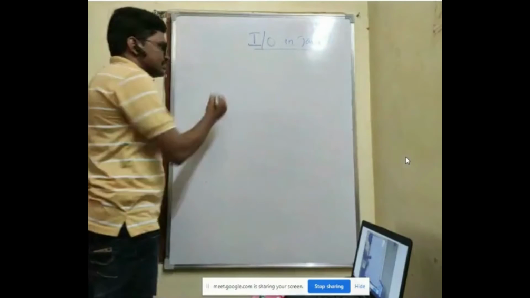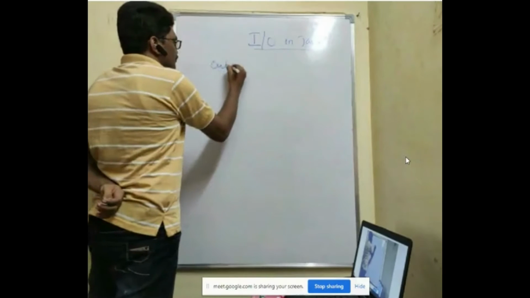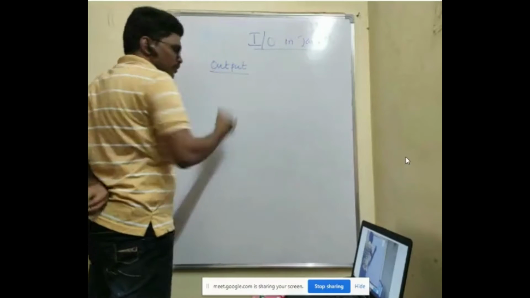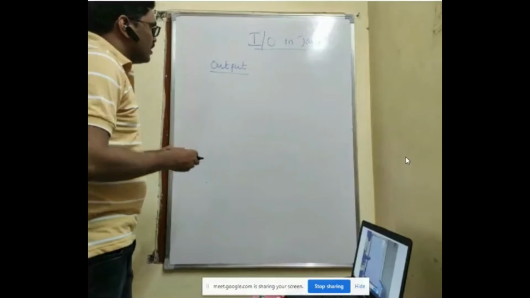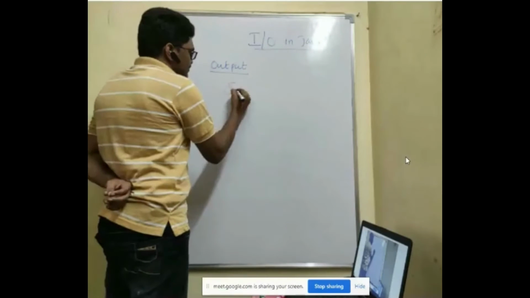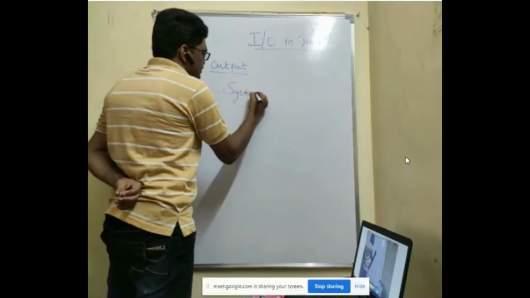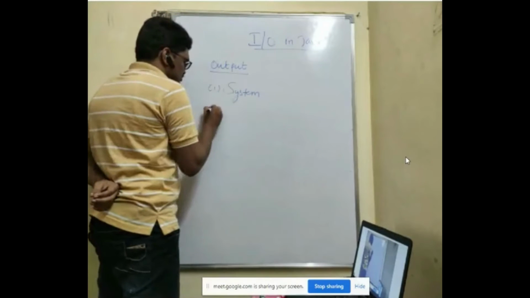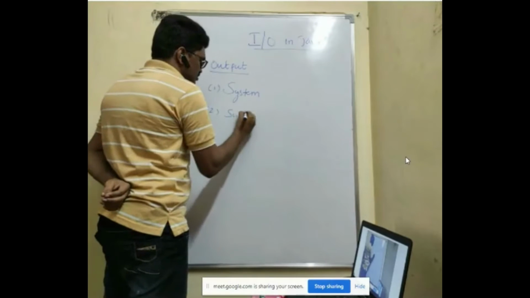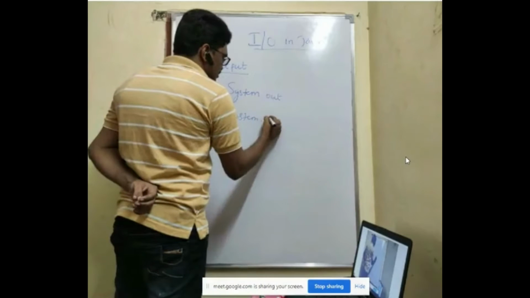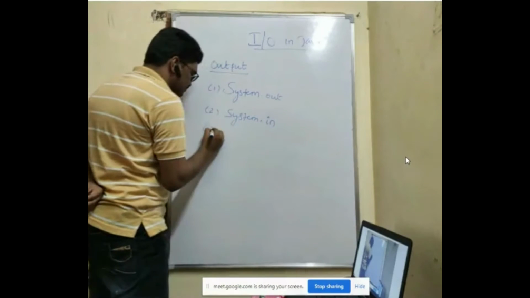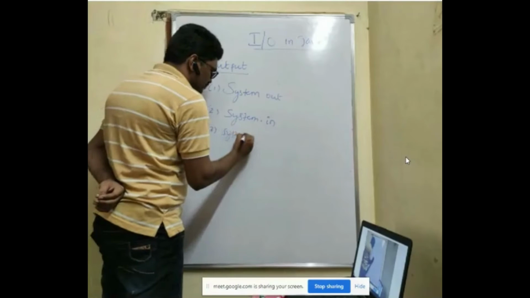You are going to accept input and output. First we'll see output. You have a class called System. There are three things: System.out, System.in, System.err.